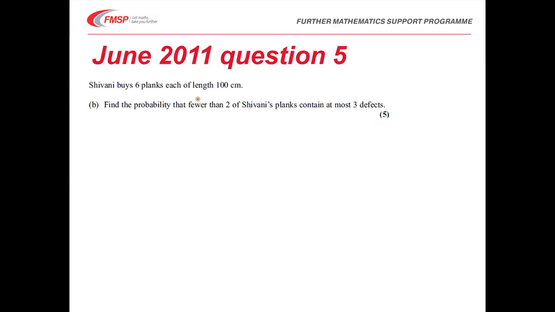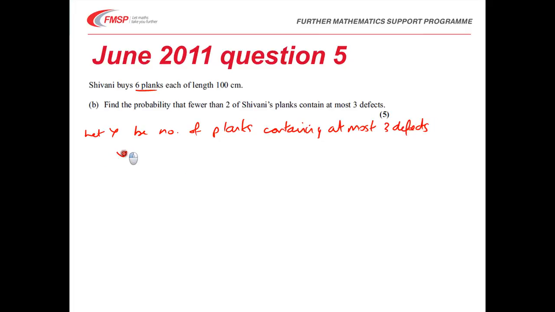So Shivani buys 6 planks each of 100 centimeters. Find the probability that fewer than 2 of Shivani's planks contain at most 3 defects. So again, we're buying more than one thing now. So let y be the number of planks containing at most 3 defects. And the reason we're setting it up like this is because this is actually now a binomial again.